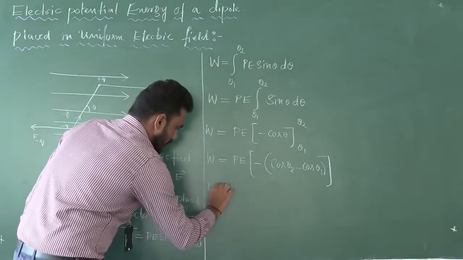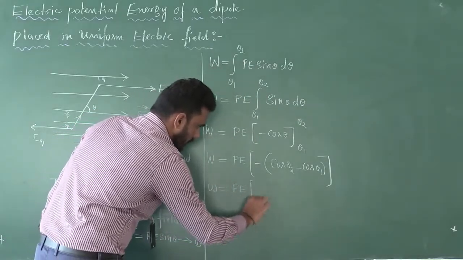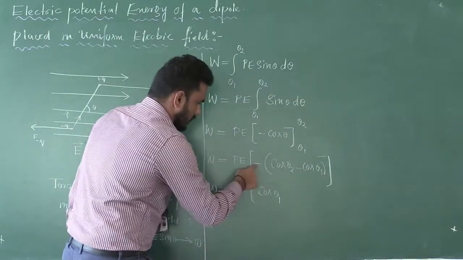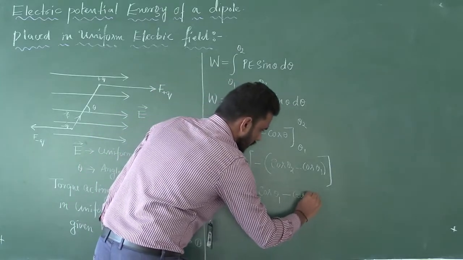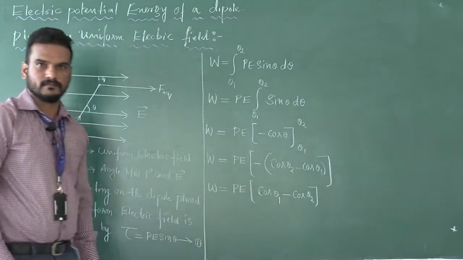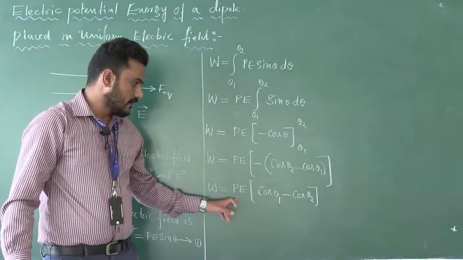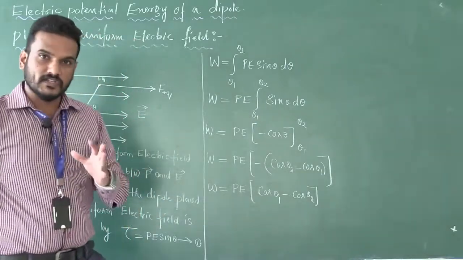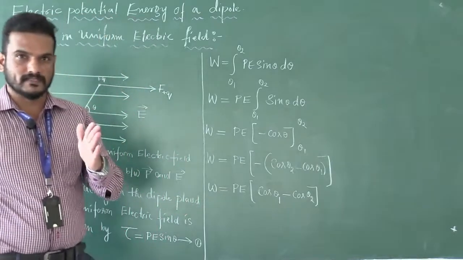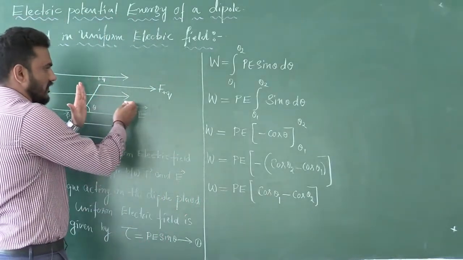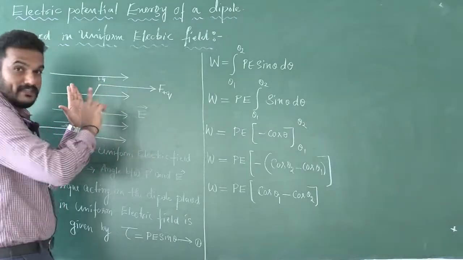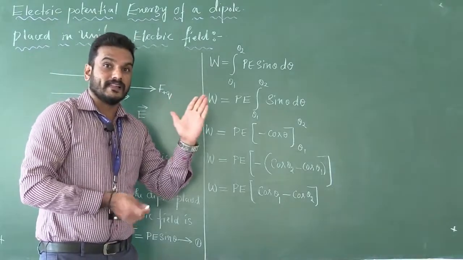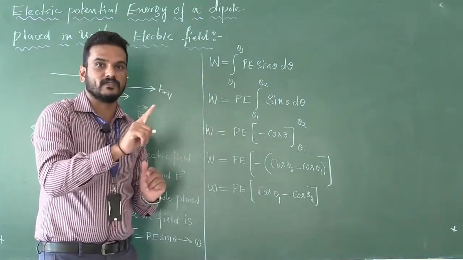Then again I will simplify this equation. PE, so minus into minus is plus. So I can write cos theta 1 minus cos theta 2. So W is equal to PE into cos theta 1 minus cos theta 2. Now, if initially the dipole is placed perpendicular to the direction of electric field, then theta 1 is equal to 90 degree. Then brought into some angle theta, so we shall call it as theta 2 is equal to theta.